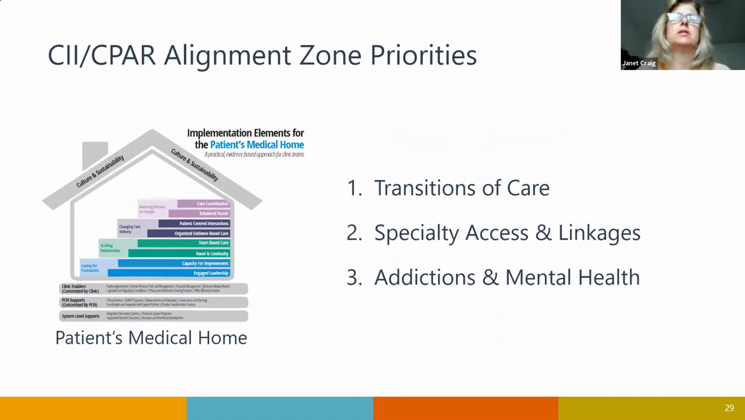So the Edmonton Zone has got 3 priorities for the zone, and you can see them on the slide. From Wayne's story, we can see that CII CPAR fits really well into those priorities. So it helps us with specialty access. If a specialist signs up for CII, then the consult letters from the specialist appear on NetCare. And if a family physician signs up for CII CPAR, they can see when their patients have been in emergency or in hospital. And then if we look on the left at the patient's medical home model, we can see that 2 of the elements really flow well with CII CPAR, the enhanced access and the panel and continuity.